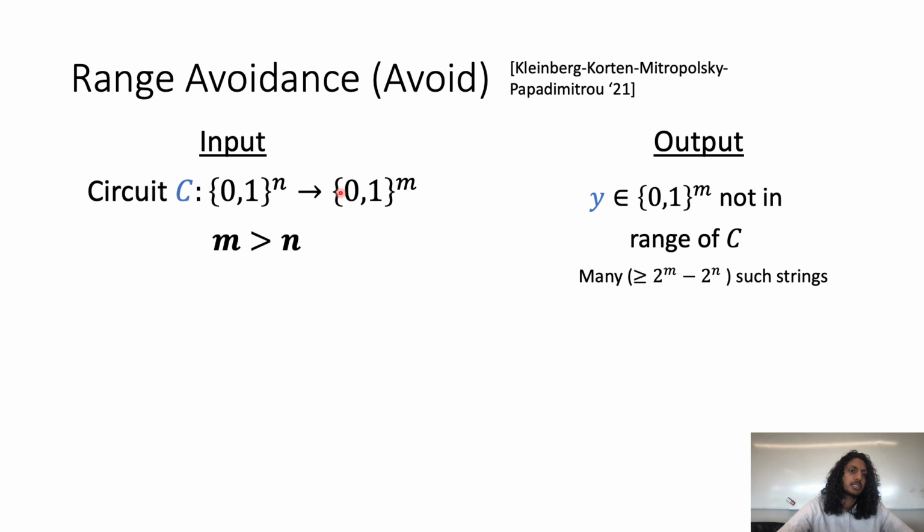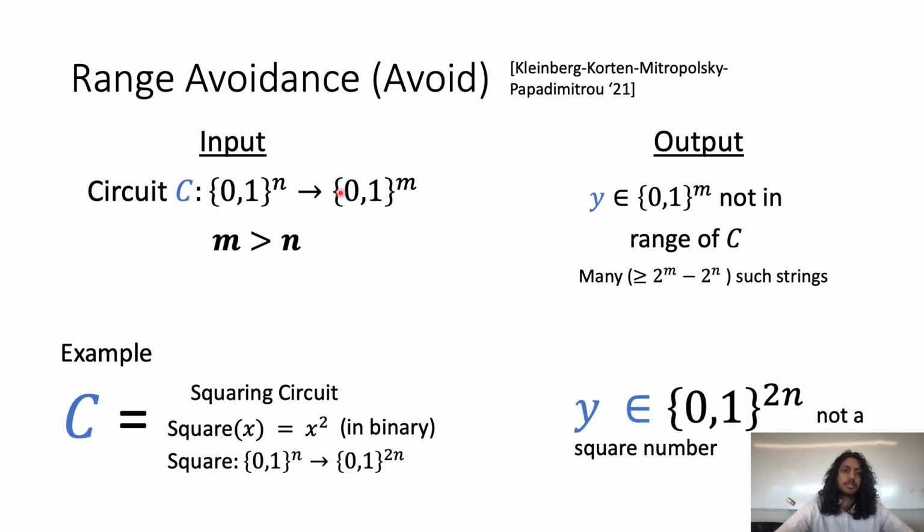Okay, so just to give you a very simple example, in the case that the circuit being fed as input is, say, a squaring circuit, which takes as input a string x and then squares its input, then you'd want to output some string y that is not a square number. This is just a simple example of the avoid task for some specific circuit.